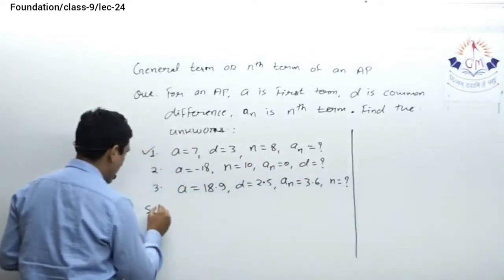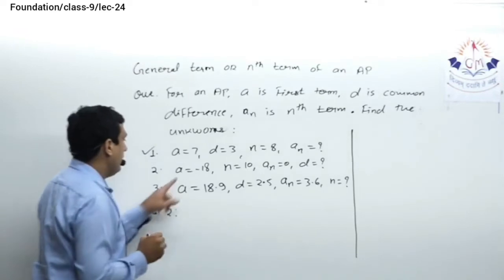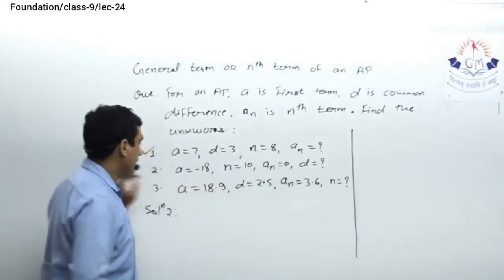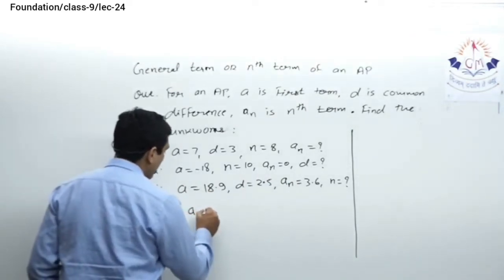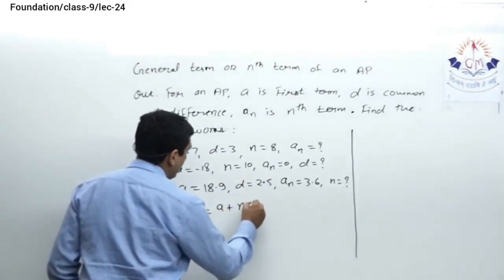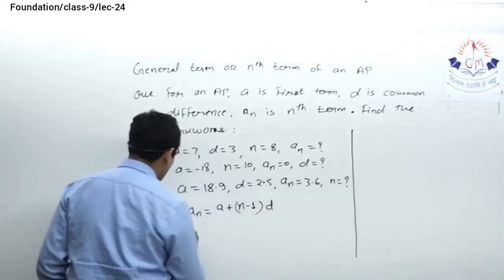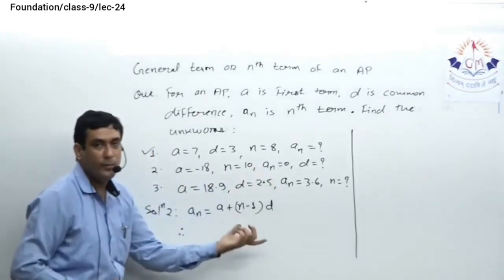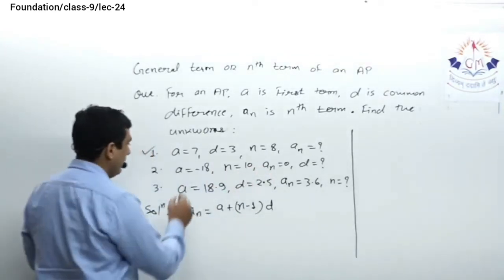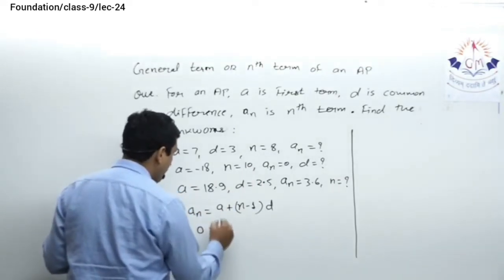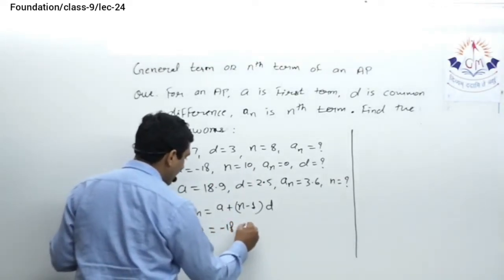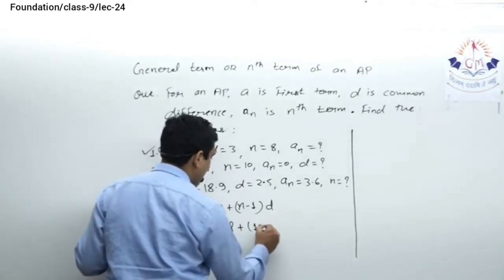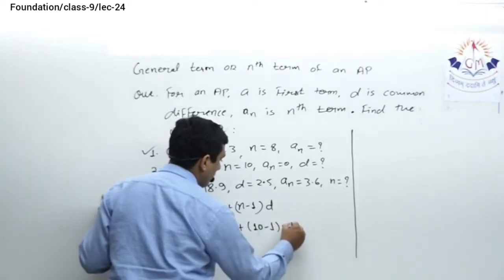Solution of the second. a, an and d are given. So there is a formula which connects these four variables: an is equal to a plus n minus 1 into d. Now what I have to do is keep the values of the known variables, then I will be able to get the value of the unknown variable. So here an is 0, a is minus 18, plus n, that is 10 minus 1, and d that I have to obtain.